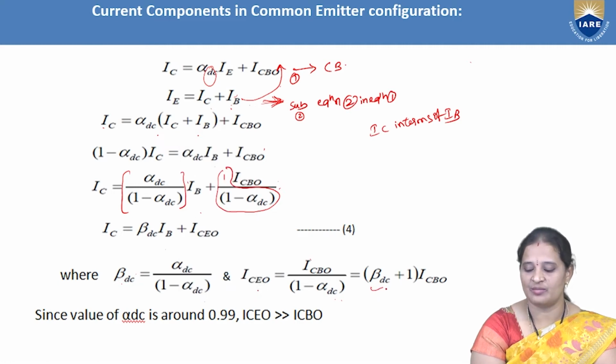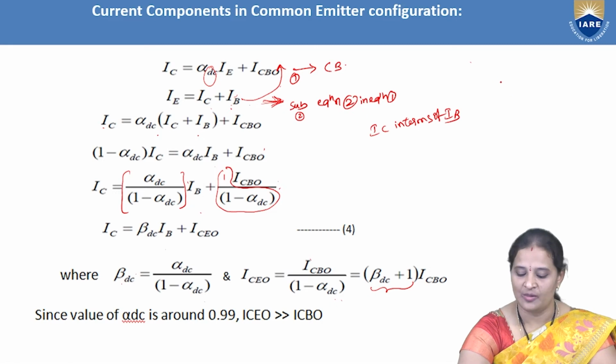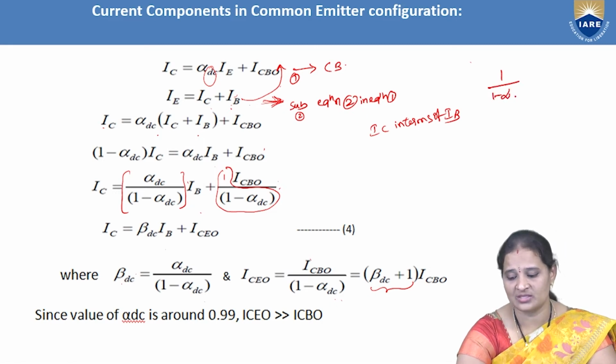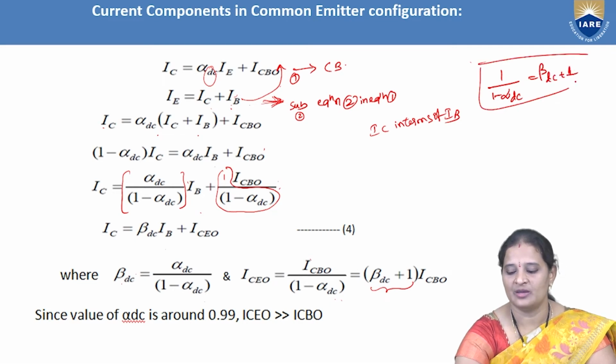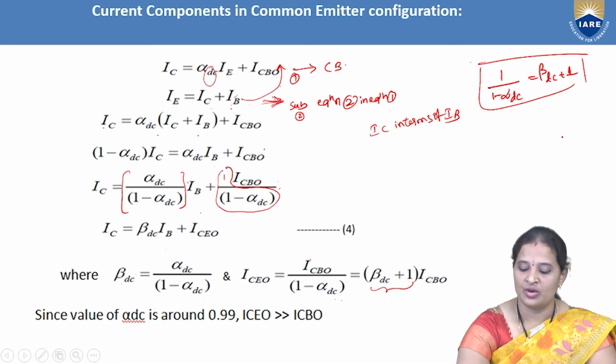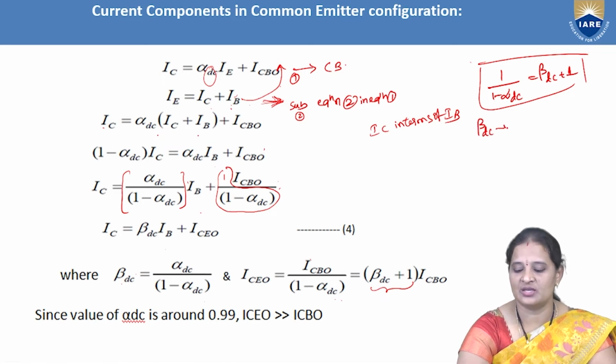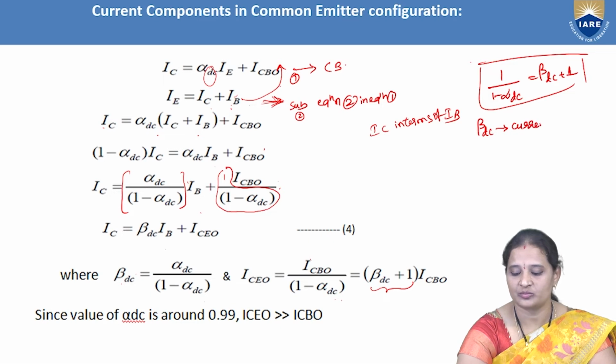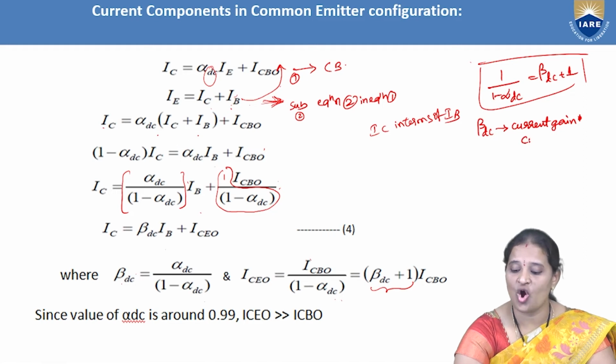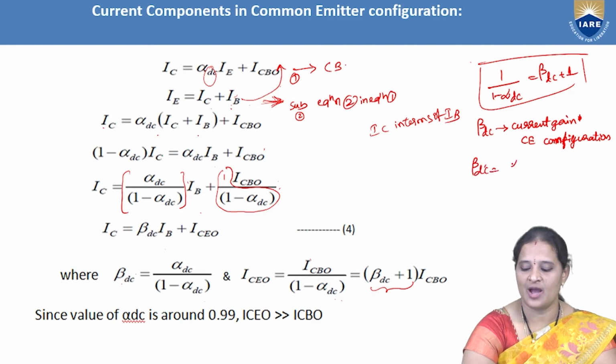So whereas this can be written as beta DC plus 1. That means 1 by 1 minus alpha DC is equal to beta DC plus 1. This is the relation. So now, what is this beta DC? Beta DC is nothing but the current gain or amplification factor of common emitter configuration. So this is beta DC, where beta DC is given by alpha DC divided by 1 minus alpha DC.